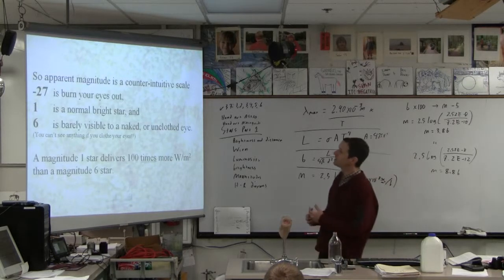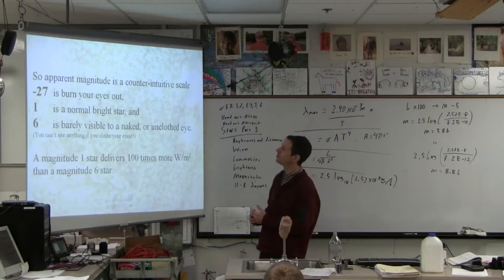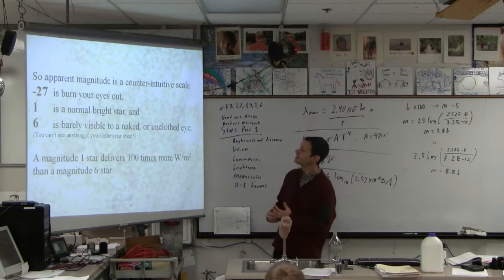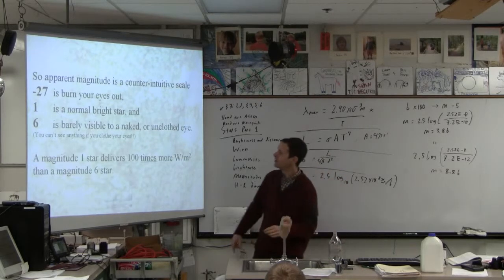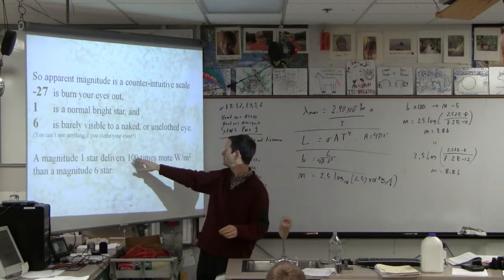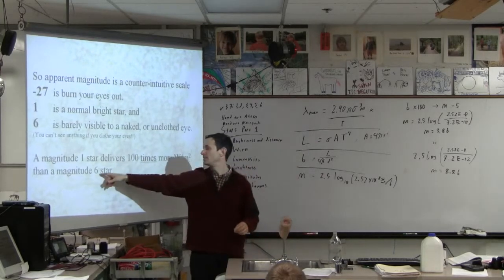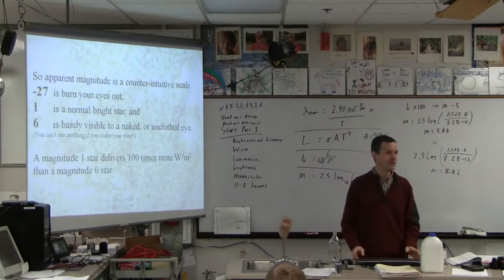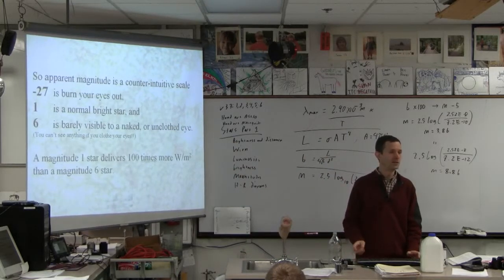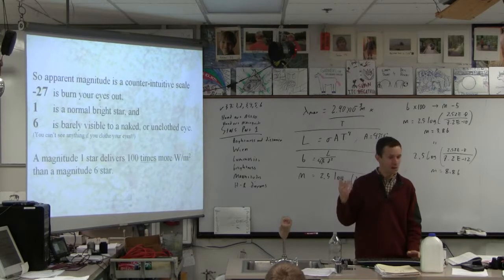So minus 27 is burn your eyes out. 1 is a normal bright star. 6 is barely visible to a naked or unclothed eye, but you can't see anything if you close your eyes. Right? So a magnitude 1 star delivers 100 times more watts per square meter than a magnitude 6 star. This is weird. I don't know why. Why did they do it that way? Don't know. I would set it up the other way, but I wasn't there.